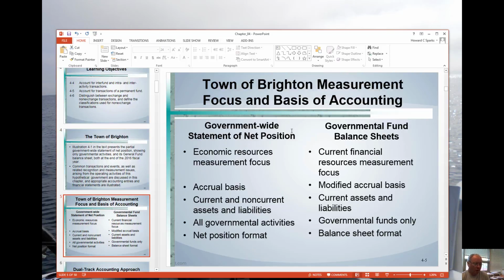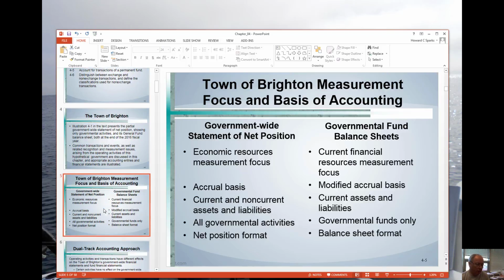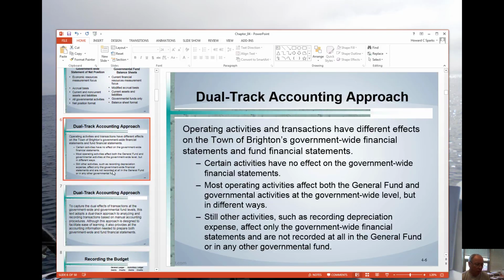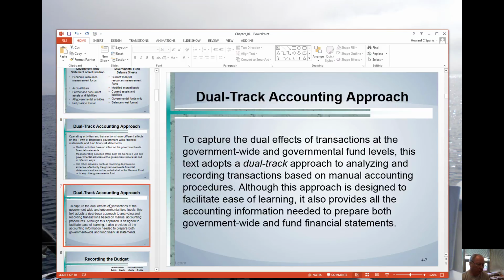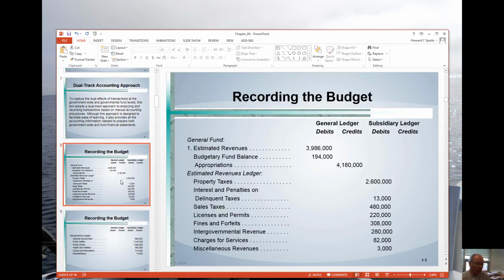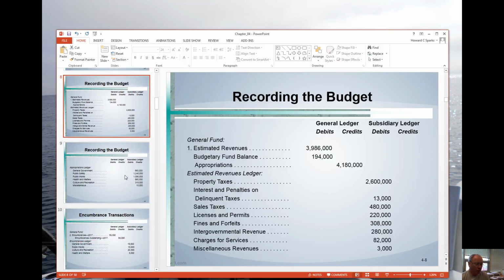Okay, and so again, we're going to look at this as two sets of accounting records. In real life, we don't do that. We just do one method, either government-wide or governmental funds, and we keep track of the things that we have to reconcile, and we prepare both sets of financial statements from a single set of general ledger records. And that's what they talk about here, this dual basis of accounting. I think it's an important pedagogic tool so you can understand what's going on.